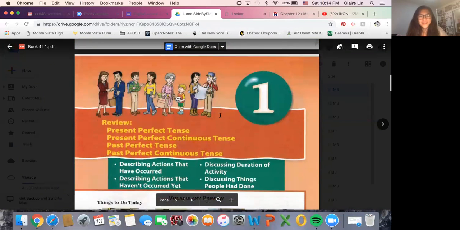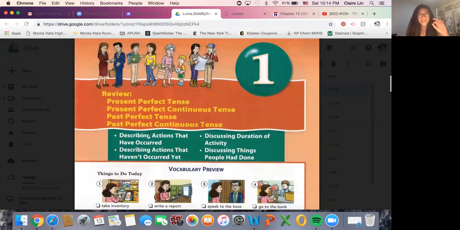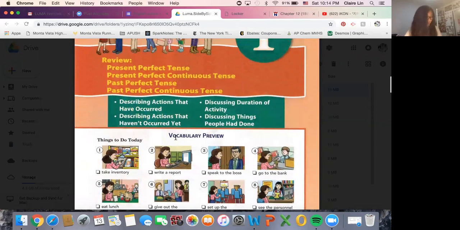So this chapter is about the different tenses. Present perfect tense, present perfect continuous tense, past perfect tense, and past perfect continuous tense. Have you heard of these before? Yes. So you know the general idea? Yeah, kind of. Okay, do you want me to explain what they are, or are you okay?